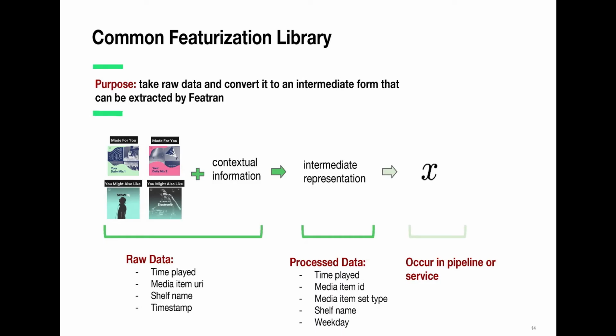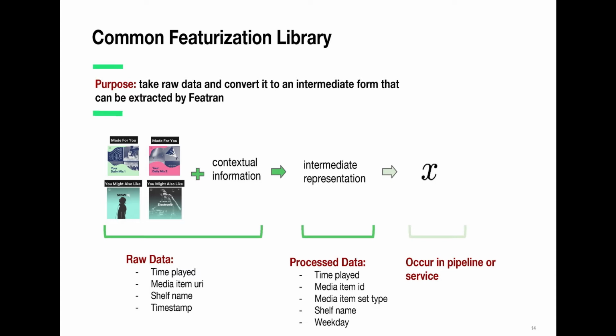Okay, so the purpose of the common featurization library is to take our raw data and convert it into an intermediate form that can then be extracted by Featran. So to make this more concrete, let's give an example. Our raw data is going to have information such as the time played, the media item URI, the shelf name, and a timestamp. And then from there, our intermediate form is going to be called process data, which is also going to have the time played.